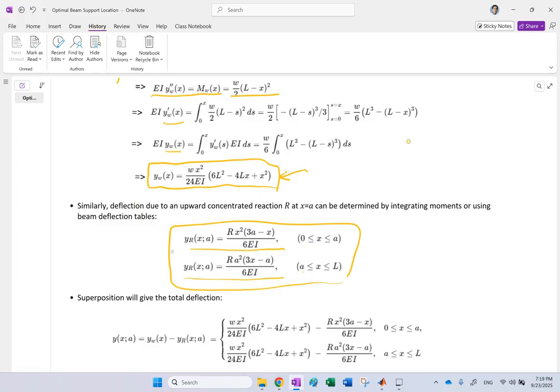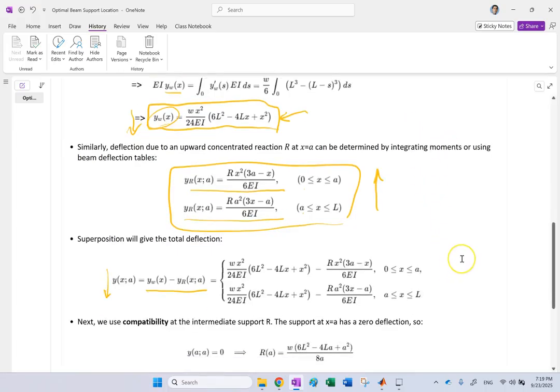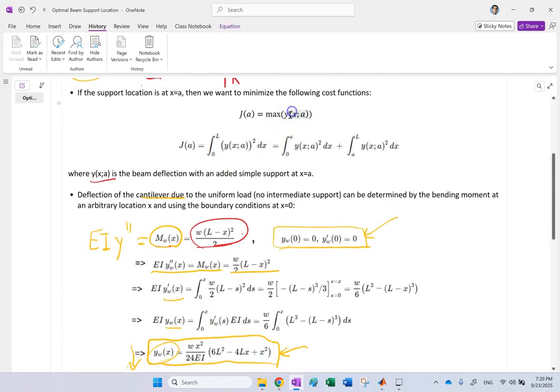So now, based on superposition, the total deflection is going to be the deflection because of W, which is downward, and the deflection because of R, upward. So if I subtract these two and I say my y is downward, then y of W minus y of R is going to be the downward deflection, which is going to be this piecewise function. So between 0 and a, this fourth degree polynomial, and between a and l is the other fourth degree polynomial.